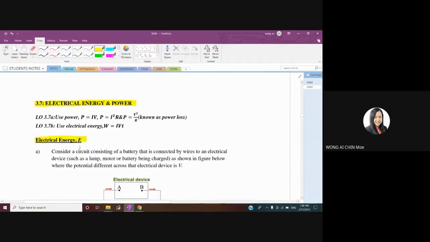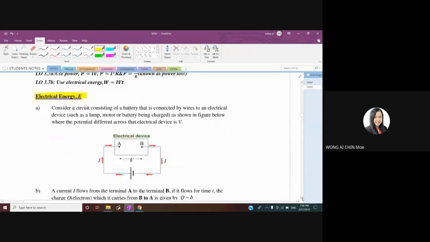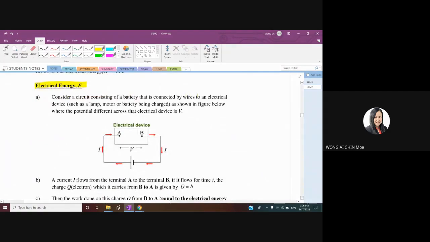So consider a circuit consisting of a battery that is connected by a wire to an electrical device, such as a lamp, a motor, or a battery being charged, as shown in the figure, where the potential difference across the electrical device is V. Assume this is an electrical device, for example a lamp or fan, and this is the battery.